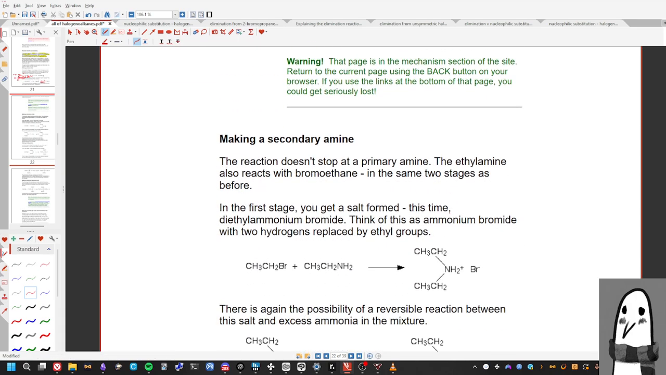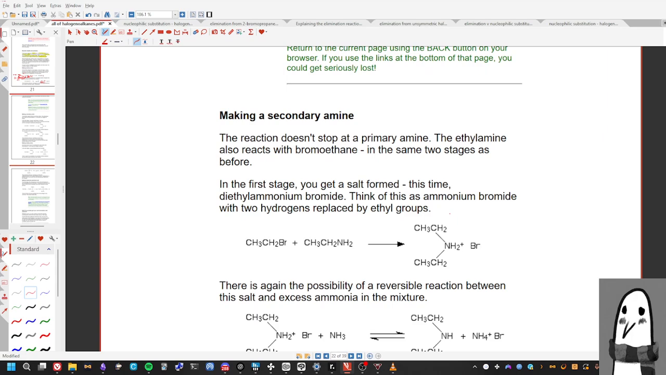Two carbons. So now the ethylamine will react with another bromoethane, which is your starting primary halogenoalkane, in the same two stages as before. In the first stage, you get a salt formed, this time diethylammonium bromide. Think of this as ammonium bromide with two hydrogens replaced by ethyl groups. What on planet Earth is that?